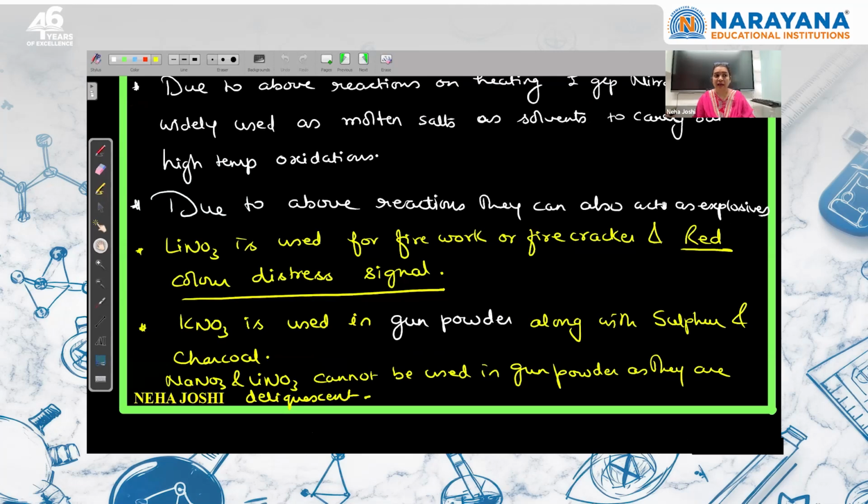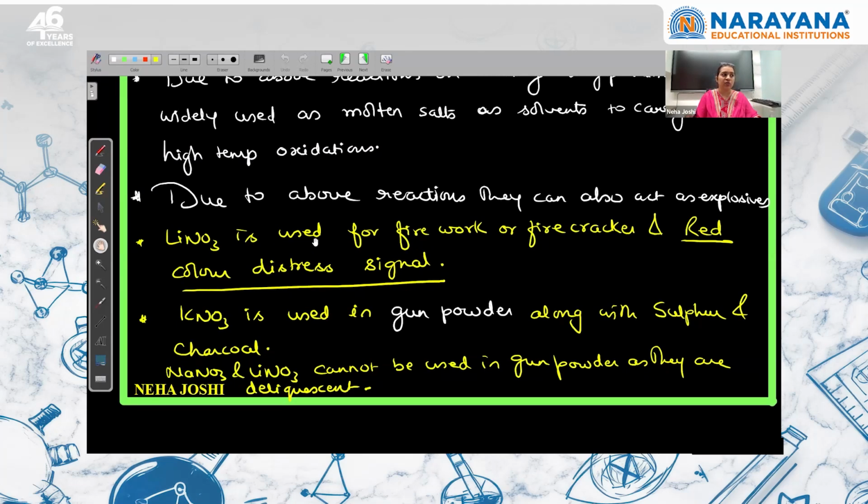They can also act as explosive because on heating, solid to gaseous transformation is there. So what happens is the sudden volume change will be there. If you keep it in a closed container and sudden volume change is involved, due to that volume expansion, it acts as an explosive. Nitrates are usually explosive. LiNO3 is used for fireworks, firecrackers. Remember, it is also used as a red color distress signal.